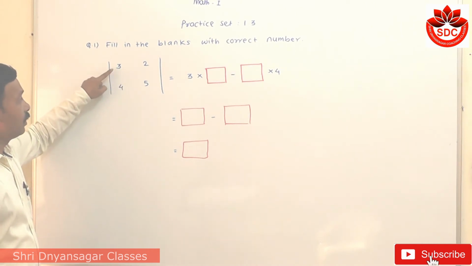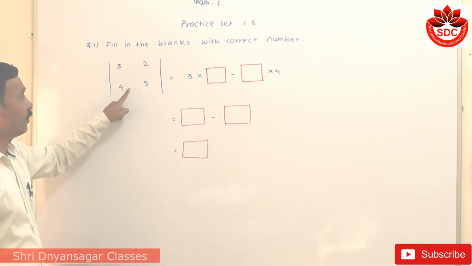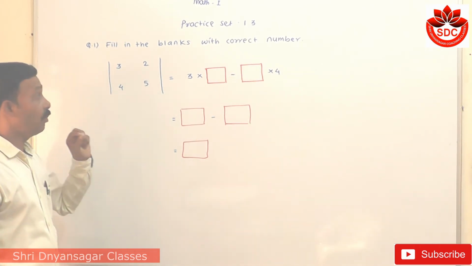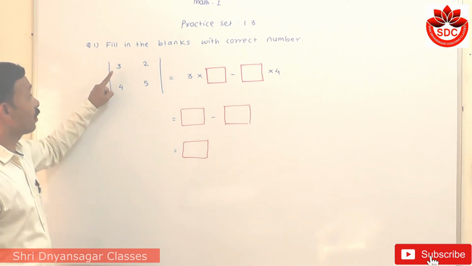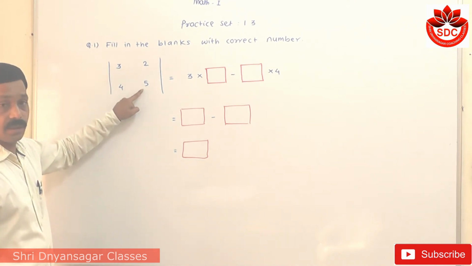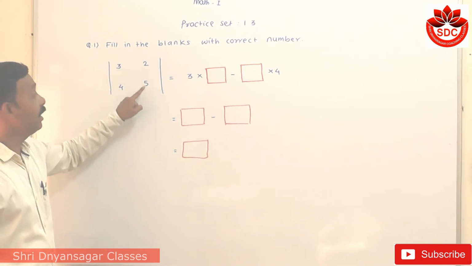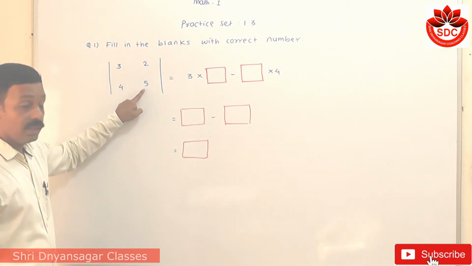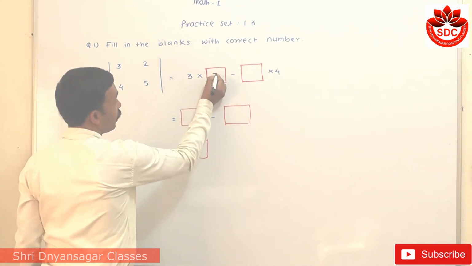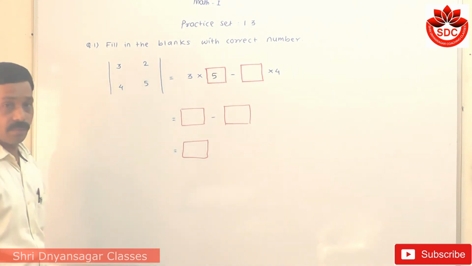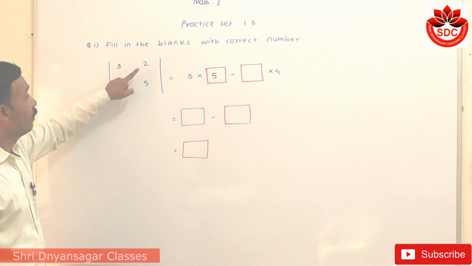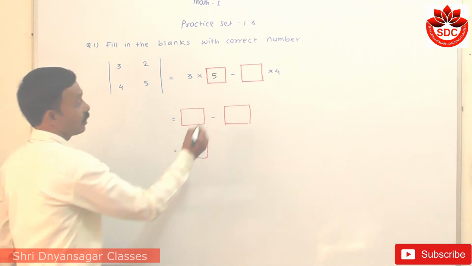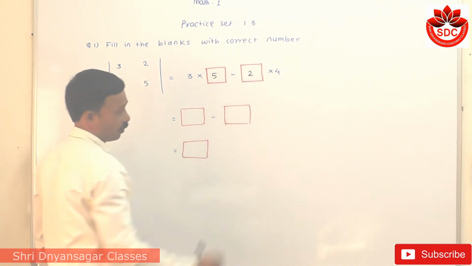In this determinant, there are 3, 2 in the first row and 4 and 5 in the second row. Now the rule for finding the value of a determinant is, first always take the cross product of a and d, then b and c. So here a is 3 and d is 5, so 3 into 5, minus, then we take the product b into c, that is 2 into 4.